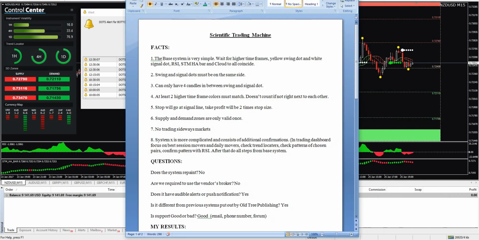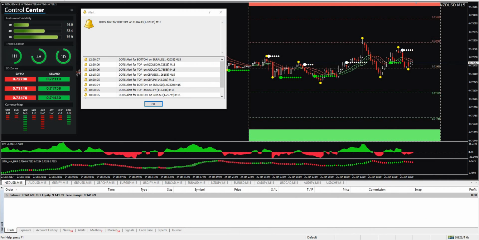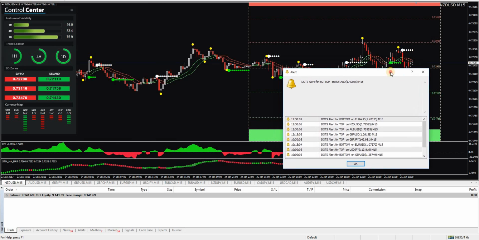All right. Swing and signal dots must be on the same side. In other words, as you can see here, we need the swing and signal dots to be on the same side of the market in order for it to count as a trade setup. Let me see if I can find an example of one that would not be a trade setup.